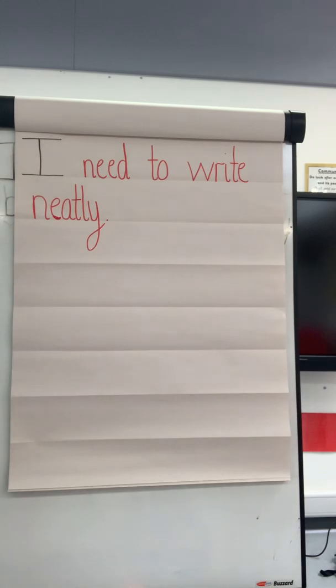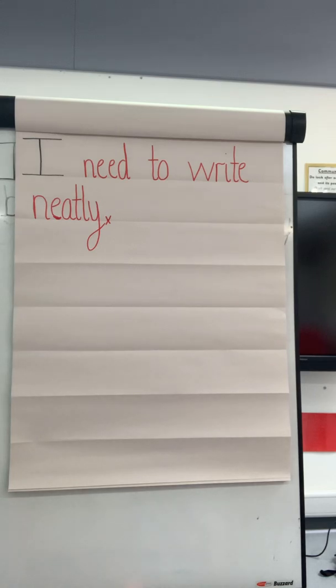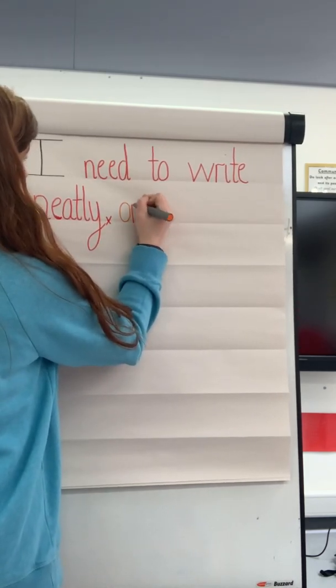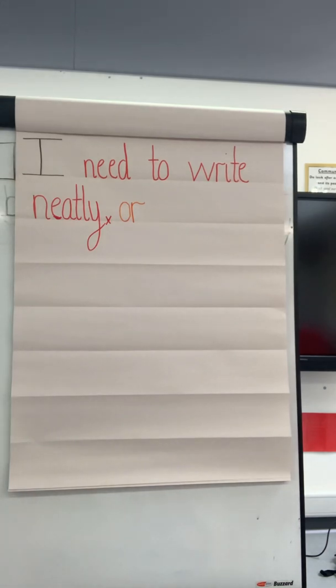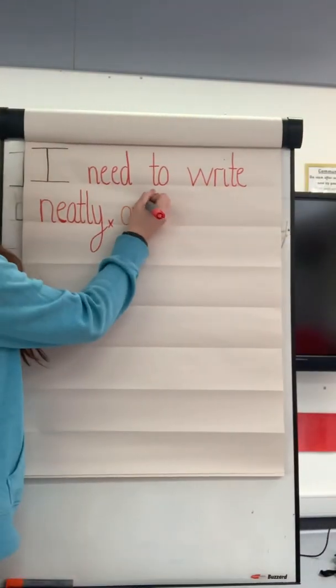Okay. Now I'm going to extend that because we know that's a bit too easy for us. Okay. We want to use the conjunction or today. So we're going to use the conjunction or. What's going to happen if I don't write neatly? Okay. So it might be at home. It might be in school that you might be thinking about this. So I need to write neatly or people won't be able to understand my writing. I need to write neatly or I will have to rewrite my work. I need to write neatly or I won't win the writing prize this week. So think about how you're going to extend that sentence using that conjunction or today.